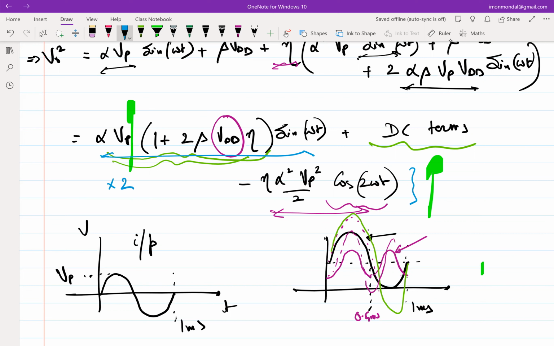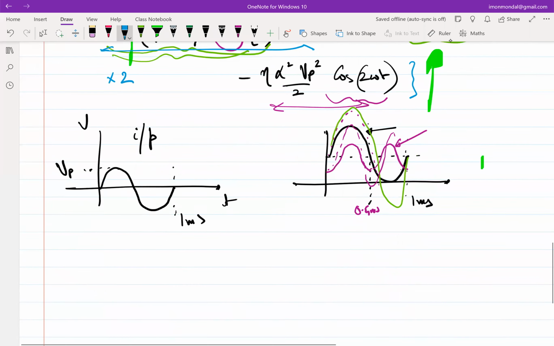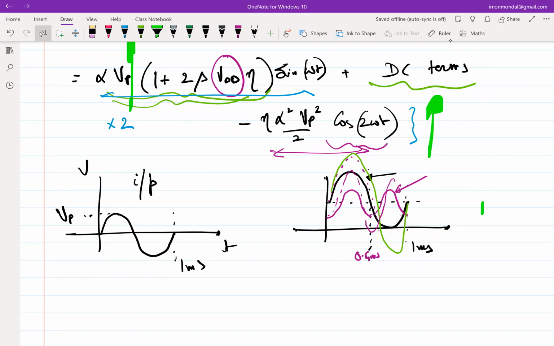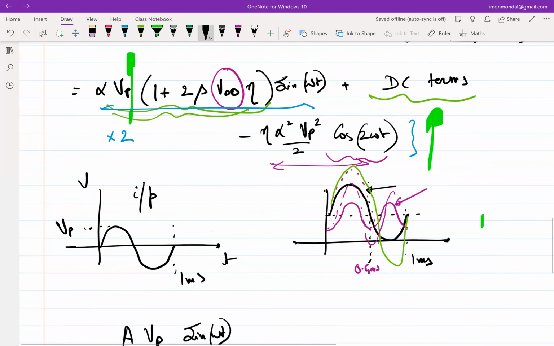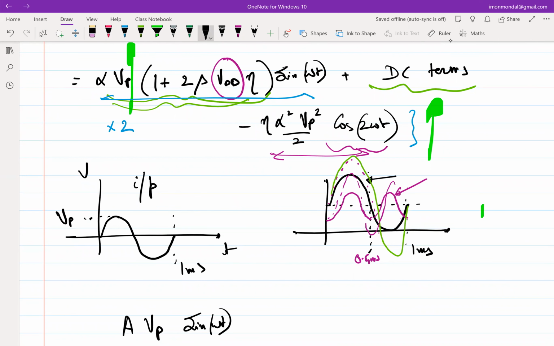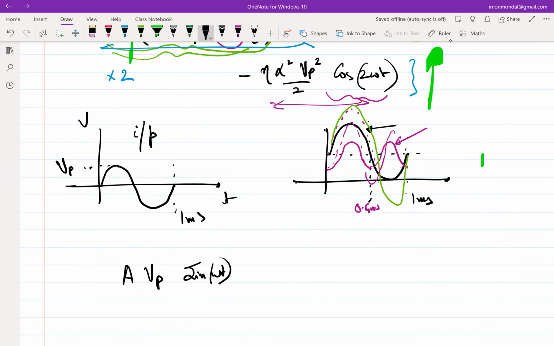Why? Trigonometric term. No. So what is the coefficient of sine omega t? Let me just write it here. You have a sine omega t term, and you have some coefficient, let's say A times VP. What is A? A is everything other than VP here, right? So if VP increases by 2x, A times VP increases by 2x.